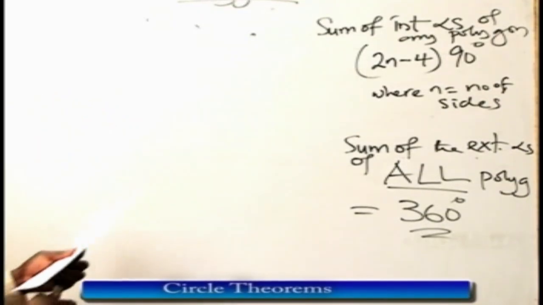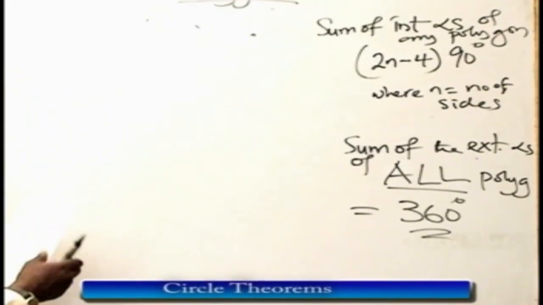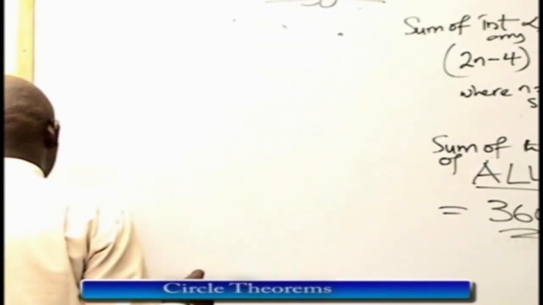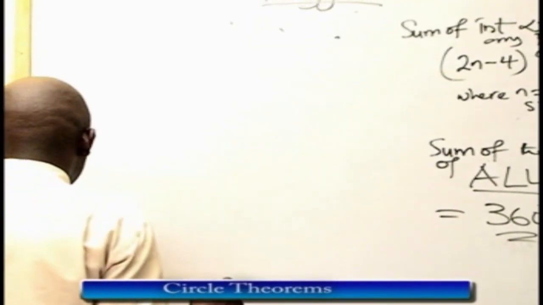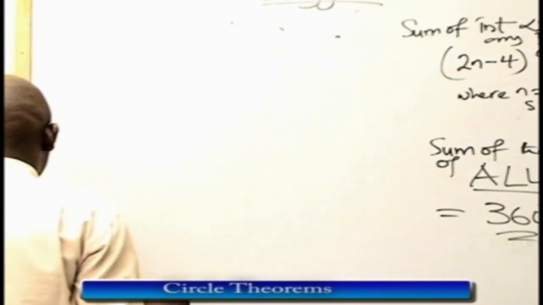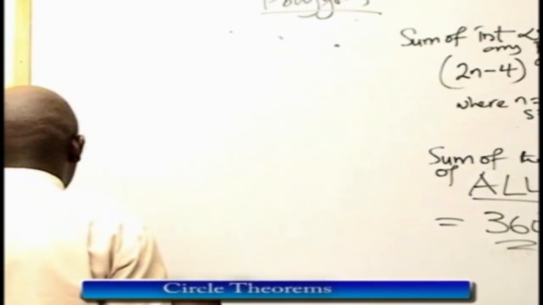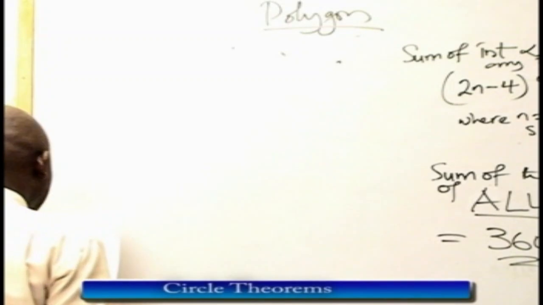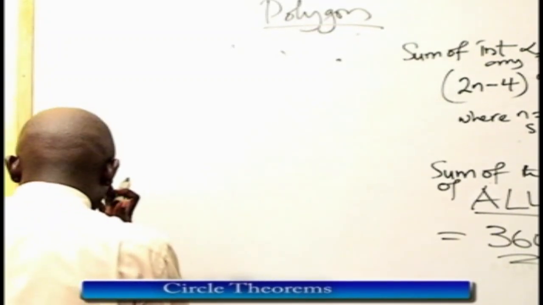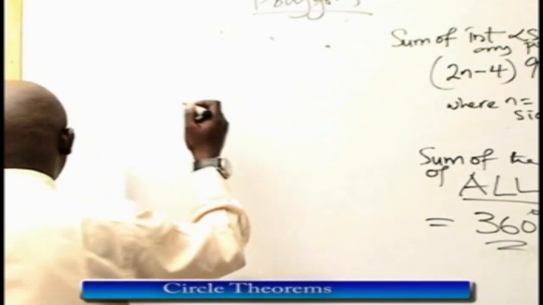Now look at it. This question says two of the exterior angles of a polygon are 63 degrees each. The remaining exterior angles are 26 degrees each. How many sides has the polygon? How many sides? All right.